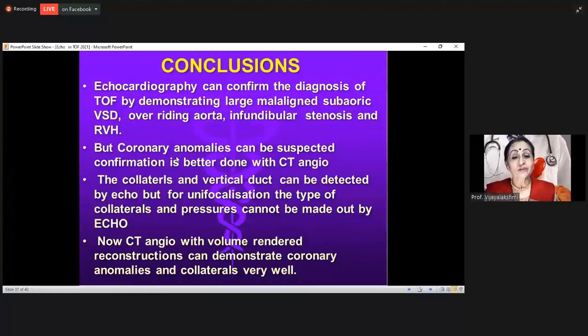So echocardiography can confirm the diagnosis of tetralogy of Fallot by demonstrating the large malaligned subaortic VSD, overriding aorta, infundibular stenosis, and right ventricular hypertrophy. But coronary anomalies can be suspected and confirmed by the CT angio. The collaterals and vertical duct can be detected by echo, but unifocalization, the type of collaterals and pressure cannot be made out by the echo. So the CT angio with volume rendered reconstruction can demonstrate coronary anomalies.